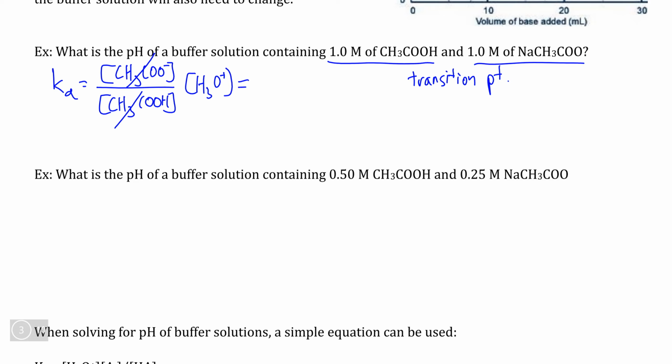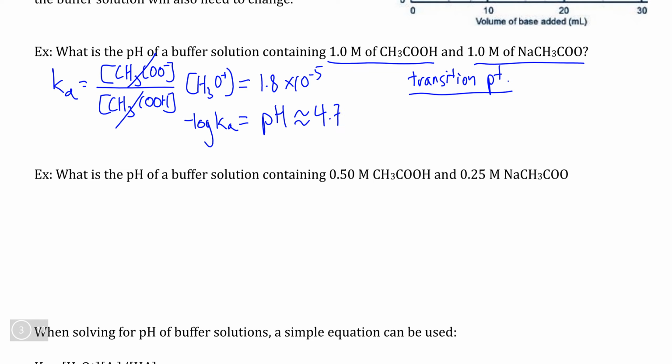And if we know what our Ka expression is, which we do because we can look up the Ka of acetic acid on a data table, all we need to do is take the negative log of Ka, and that will give us the pH of our buffer solution as long as we are at the transition point. If you put all of this into your calculator correctly, the pH of a transition point buffer solution of acetic acid comes to approximately 4.7.